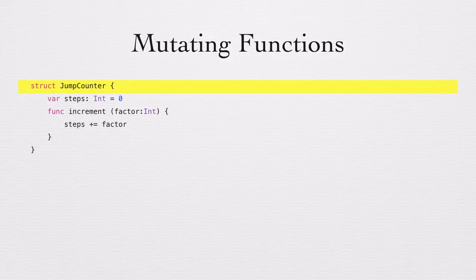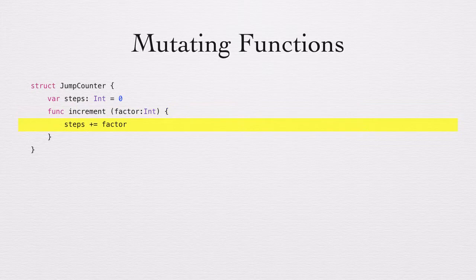Consider the definition of jump counter shown here. The structure defines a variable called steps of type integer with an initial value set to 0. Now, we want to write a function called increment that would increment the steps by a factor specified in the function parameter.